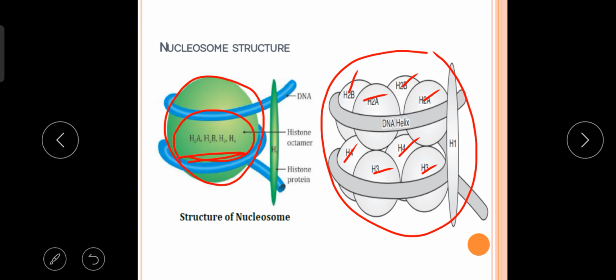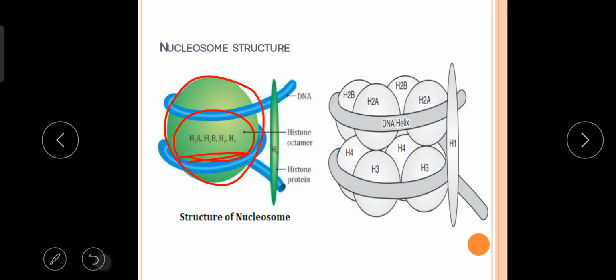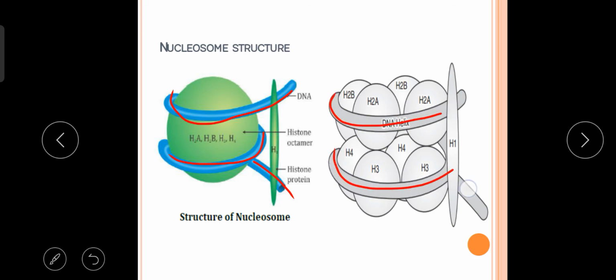Okay? So now see in the structure, which is the DNA double helix. Here, which one is the DNA? So this is the DNA. You can see the blue color. This is the double helical model of DNA, or DNA double helix. This is the long DNA which wraps around this histone octamer. Here also this is the DNA helix which wraps around the histone octamer.